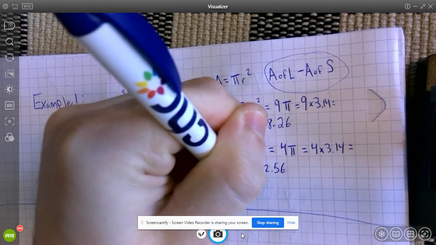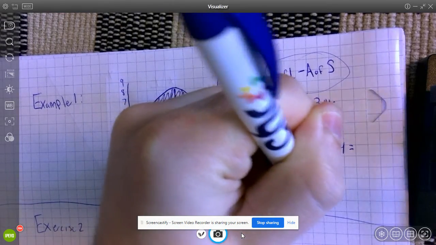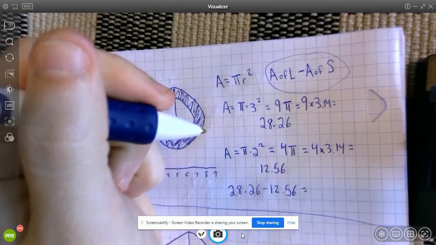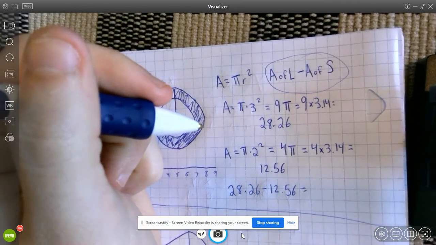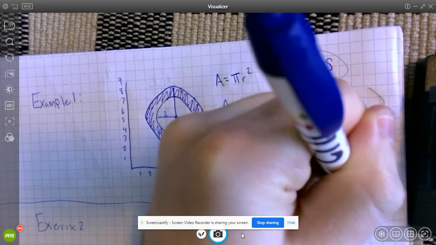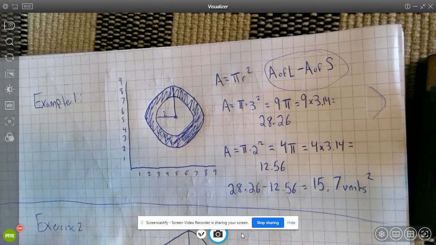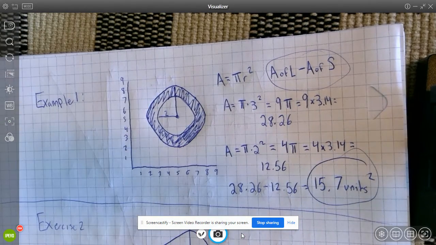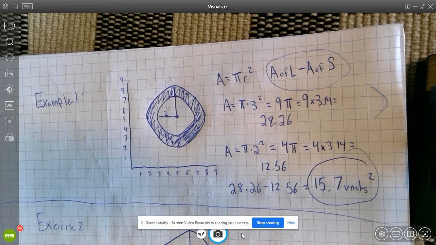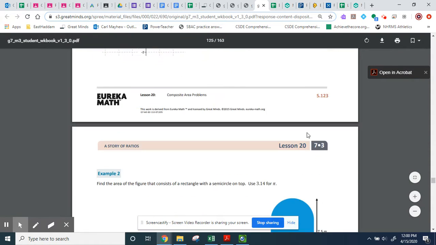So what we need to do is subtract the areas of those two circles. When we subtract 28 and 26 hundredths minus 12 and 56 hundredths, we get 15 and 7/10 units squared. So the area of the shaded region is 15 and 7/10 units squared. So that's one composite area problem where we're subtracting the unshaded piece from the larger area to get to our solution. Let's look at a problem where we're doing something a little bit different than that.